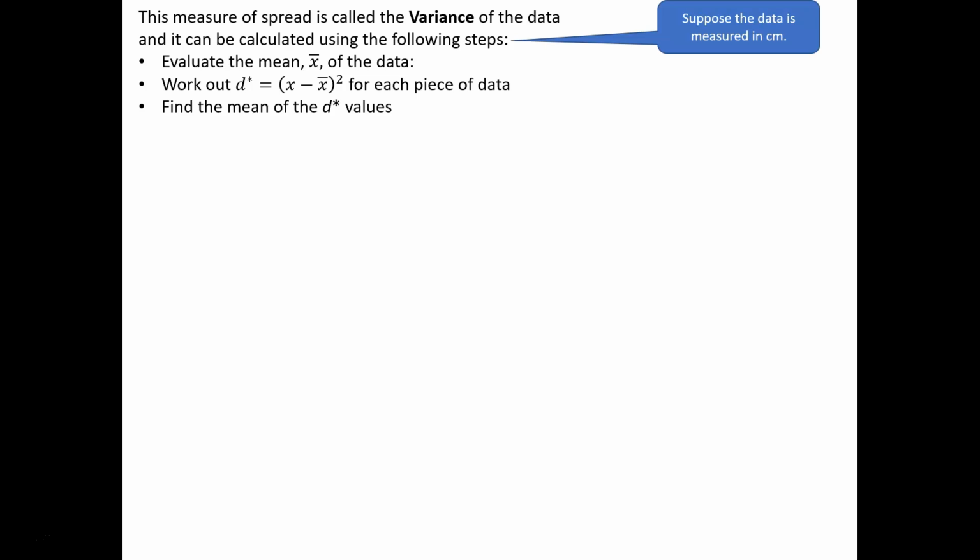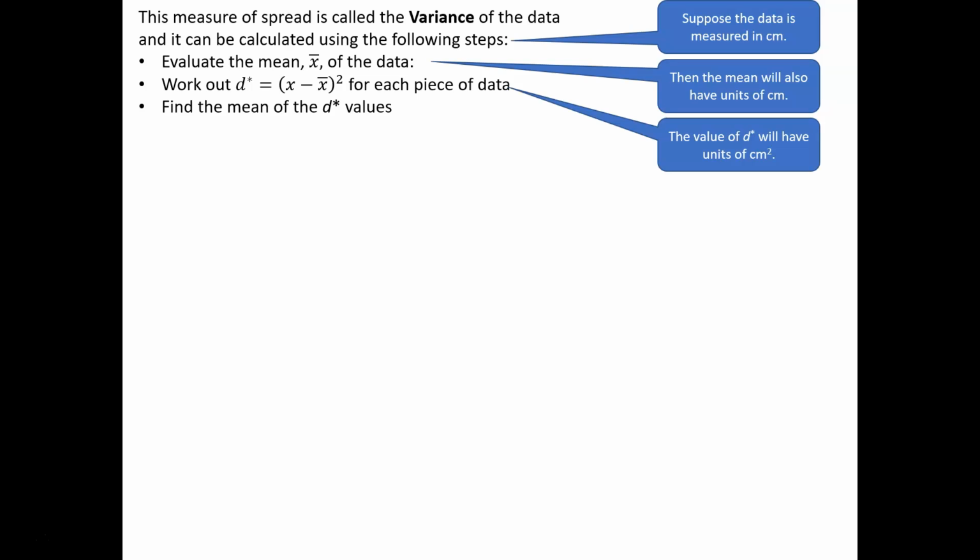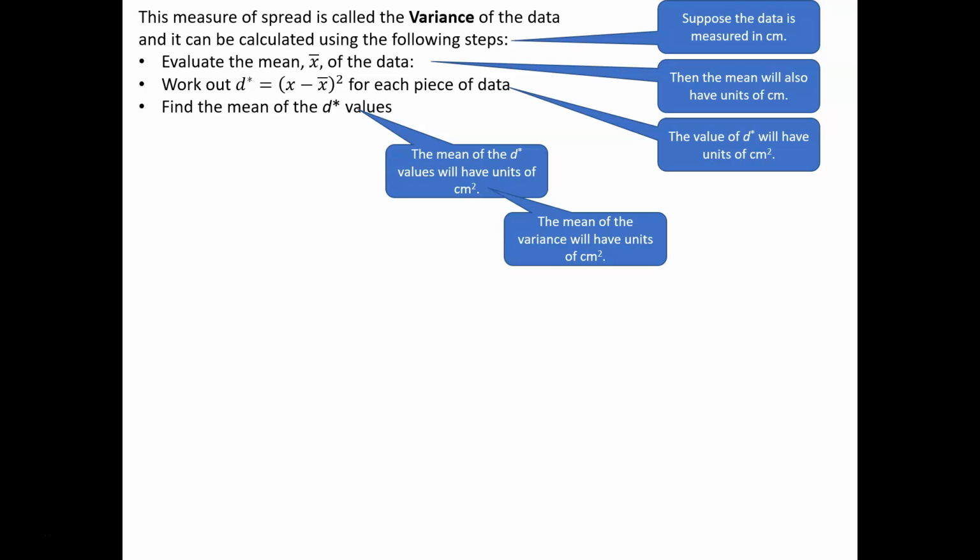The measure of spread, called the variance, is calculated by these 3 steps, as we've seen already. Now let's have a think. Suppose the data is being measured in centimetres. Then the mean is also measured in centimetres. However, the value of d star is going to be a distance minus a distance, all squared. So the value of d star is going to be measured in centimetres squared. So the mean of the d star values, that is the variance, will also have units of centimetres squared.